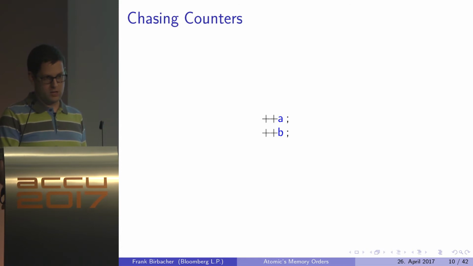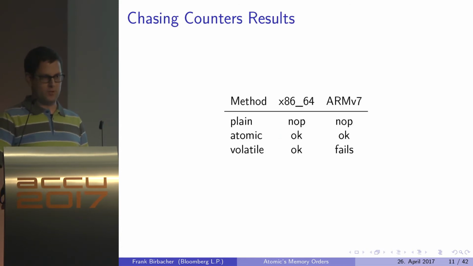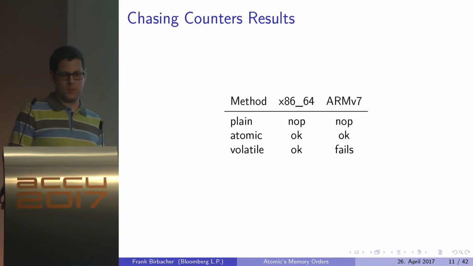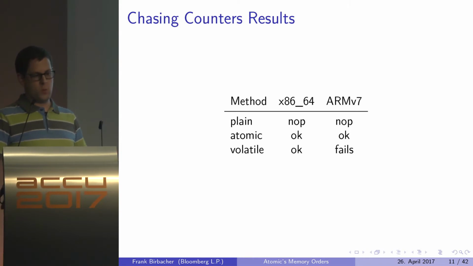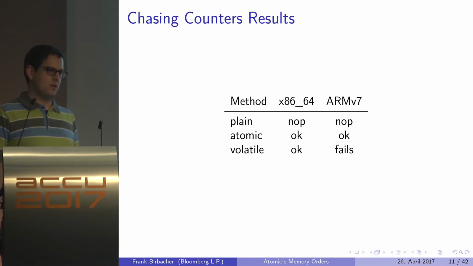So, trying this. Plain, it's a no-op. Okay, it's optimized away. Atomic works. Volatile might or might not work. If we make it volatile, we essentially tell the compiler not to optimize the code and not to reorder it. But still, we figure that on a certain architecture, different threads can still observe the updates in a different order.